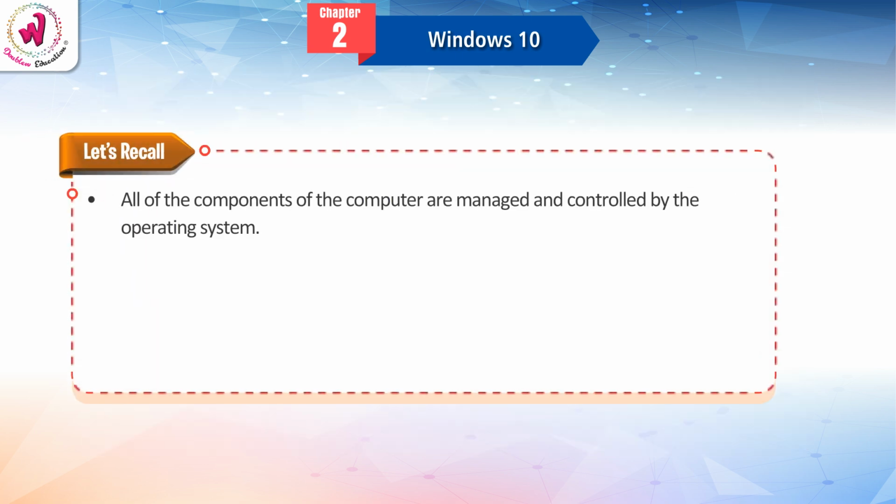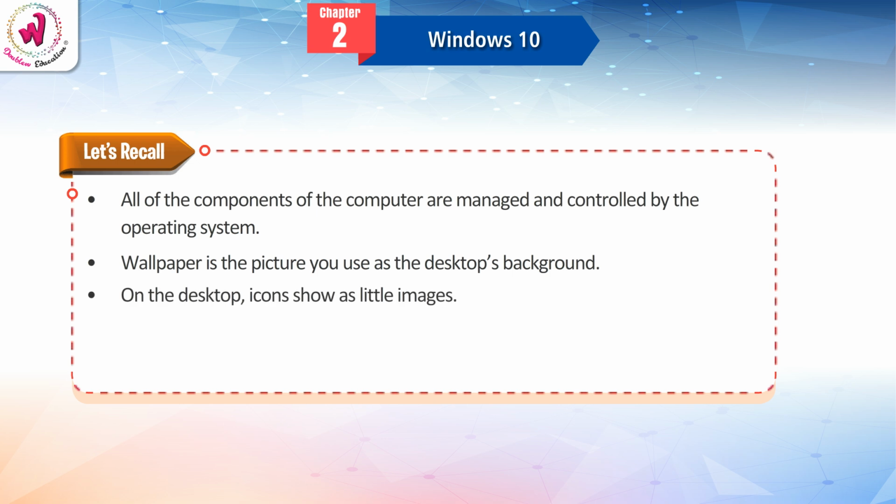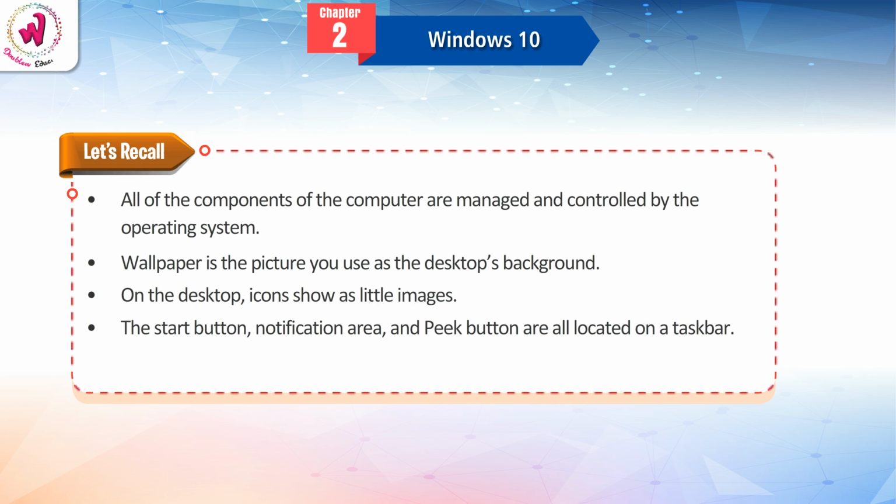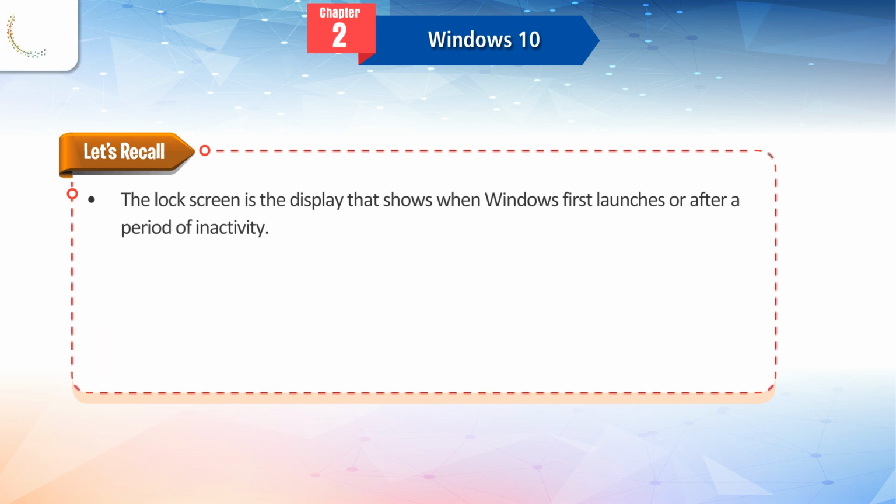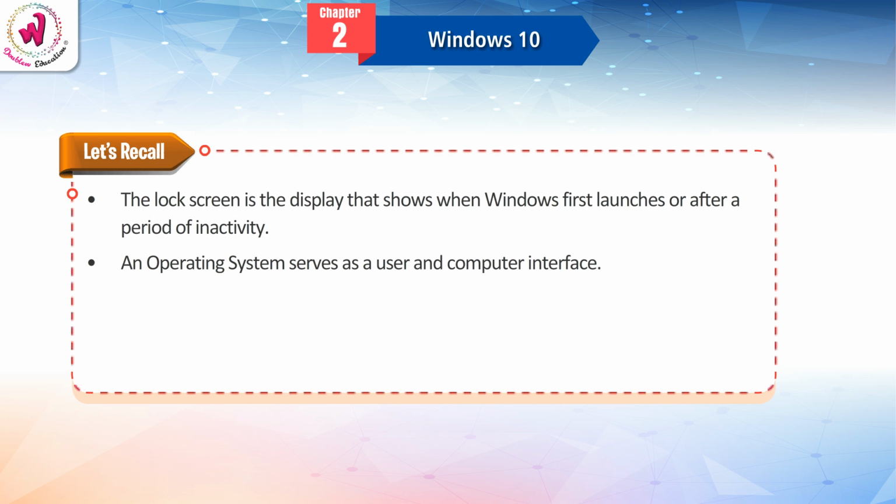Let's recall. All of the components of the computer are managed and controlled by the operating system. Wallpaper is the picture you use as the desktop's background. On the desktop, icons show as little images. The Start button, Notification area, and Peek button are all located on a taskbar. Screensaver refers to the graphic that appears on an idle screen. The lock screen is the display that shows when Windows first launches or after a period of inactivity. An operating system serves as a user and computer interface.